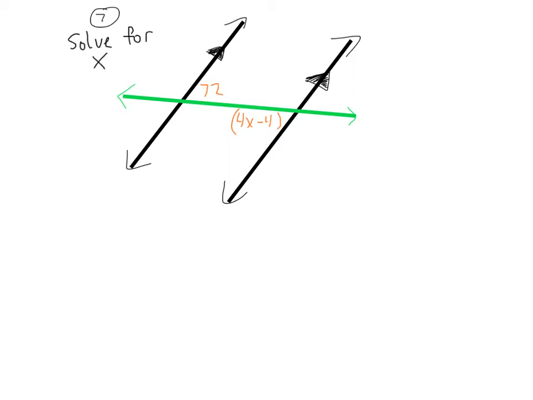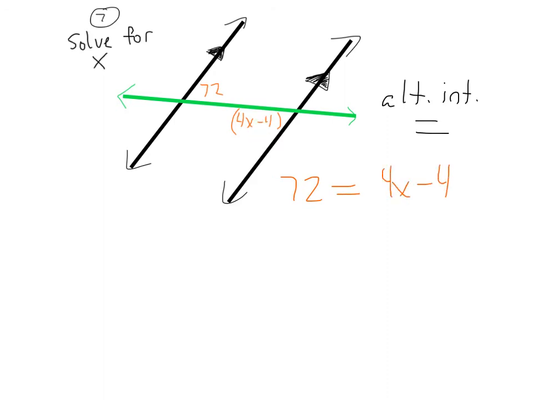Well, that's the thing. The two angles that we have some data for are this one and this one. Now, what are those angles in relation to each other? Well, they are alternate interior angles, right? Alternate interior. Because these lines are parallel, we know that alternate interior angles are equal to each other. So what does that mean? Well, that means that this angle, which is 72, is going to equal this angle, which is 4x minus 4.